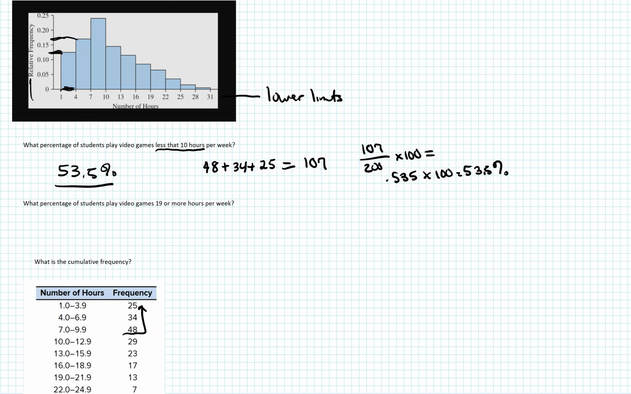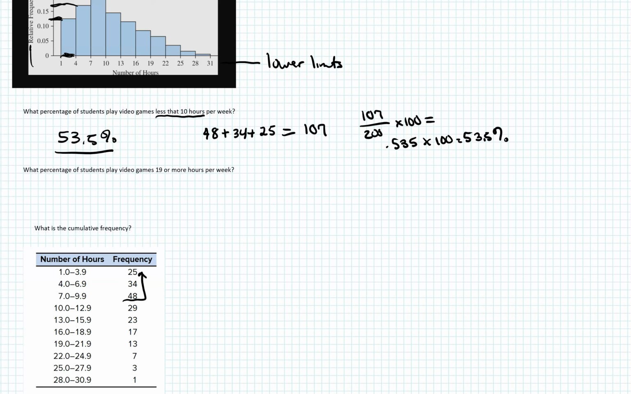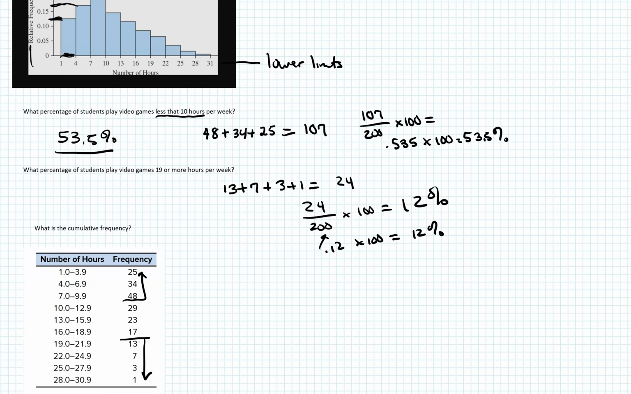What percentage of students play video games 19 or more hours? All right, so 19 or more hours is all of these. So 13 plus 7 plus 3 plus 1 is 24, so I'm going to do 24 divided by 200 times 100%, which is going to give me 12%. So this is 0.12 times 100, 12%.